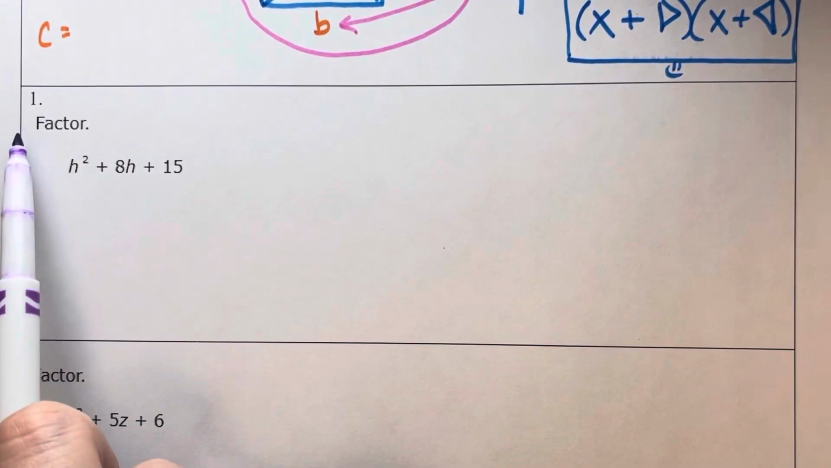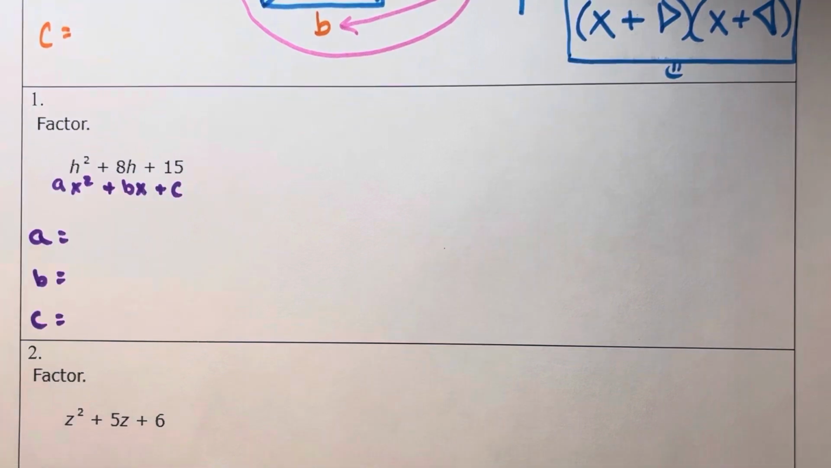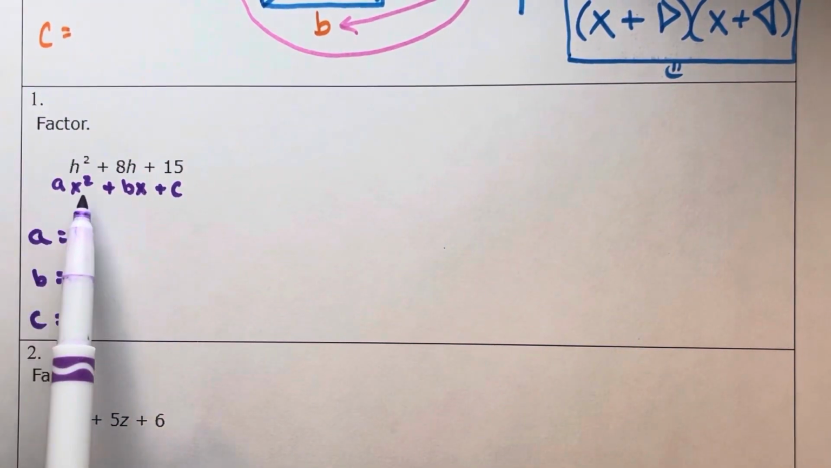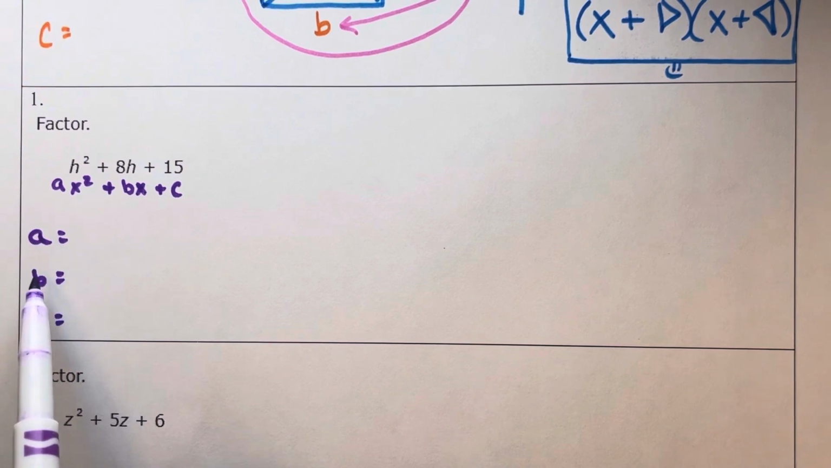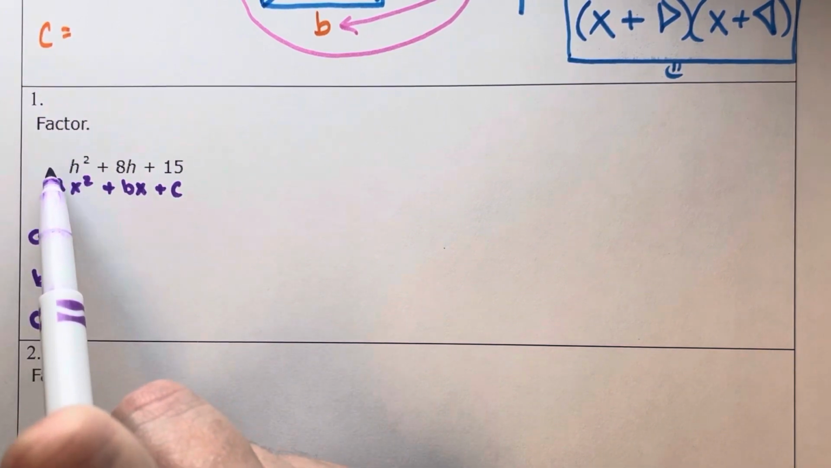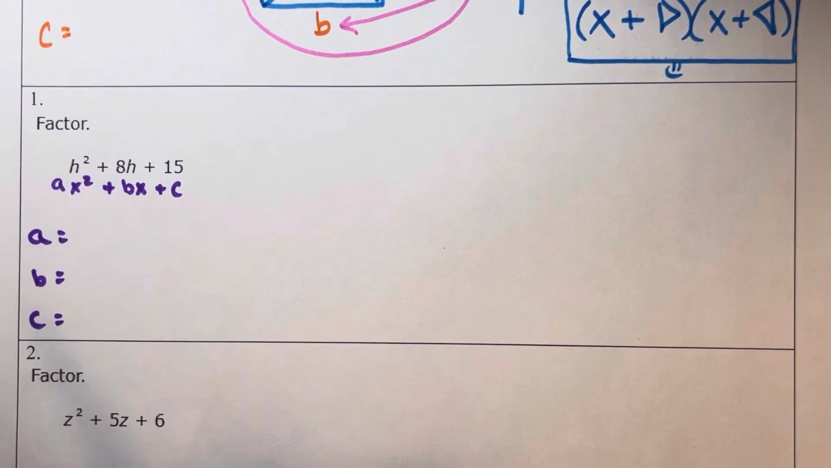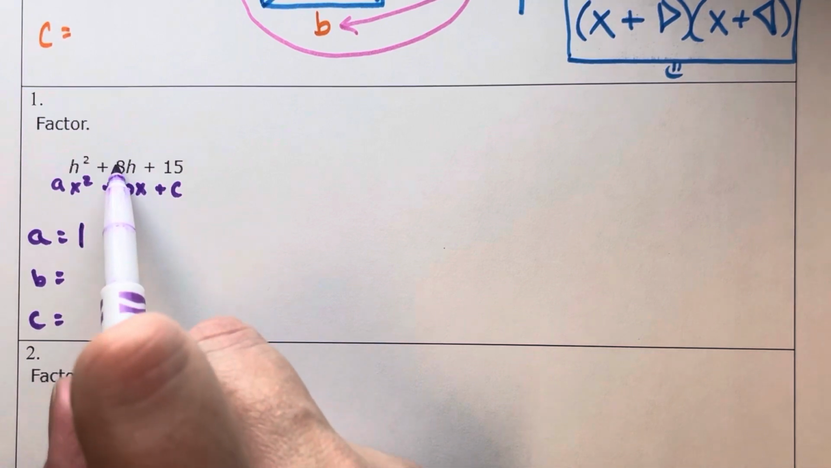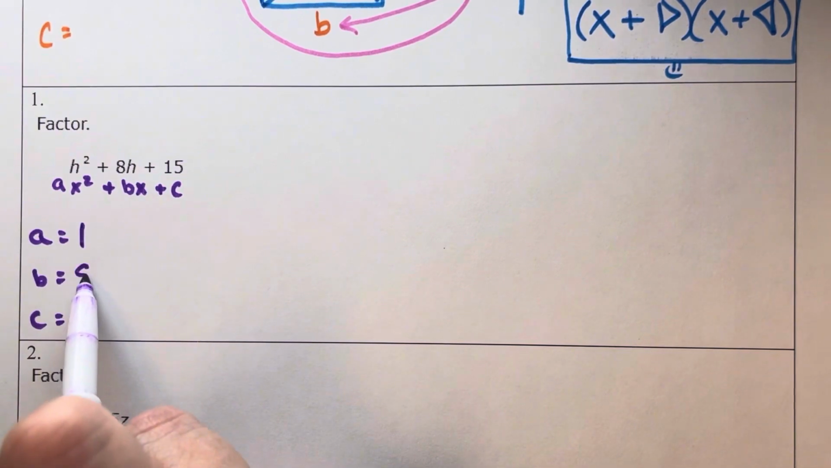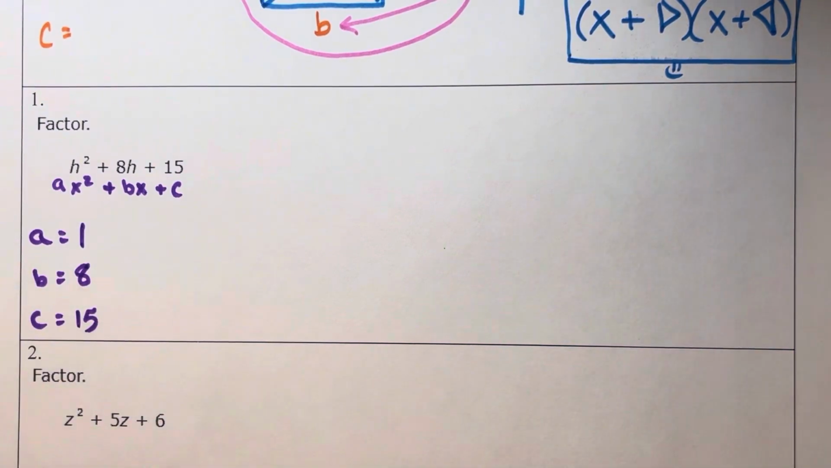Here in example 1, we're going to factor our first trinomial of this lesson. Using our standard quadratic function, we have to determine our a, b, and c numbers. So there's no visible coefficient in front of your h squared, so we know a has a value of 1. B has a value of 8, and c has a value of 15.